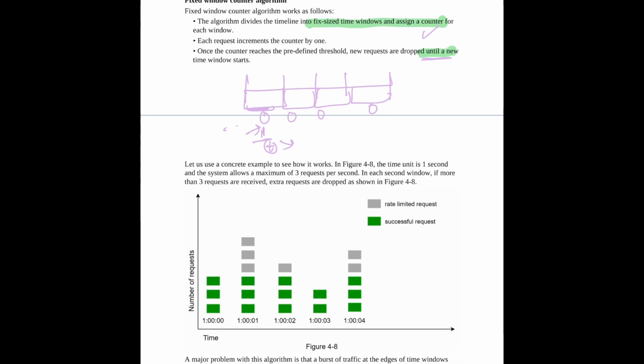So yeah, this is a very nice example here. The time unit here they took is 1 second. So each second has got a counter. The counter value is 3 here. That maximum of 3 requests is allowed. So as we see here, the green means that the request was successful, and the gray means that it was rate limited. So we see that in the first second, all the requests go through, but at timestamp 1, we see out of 6 only 3 go through, because max 3 can go.